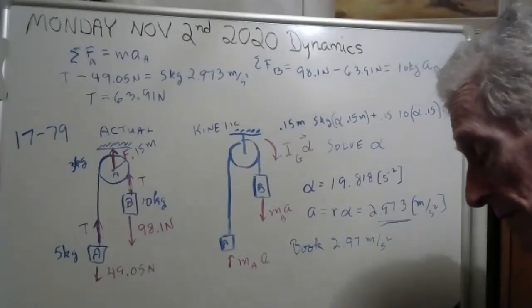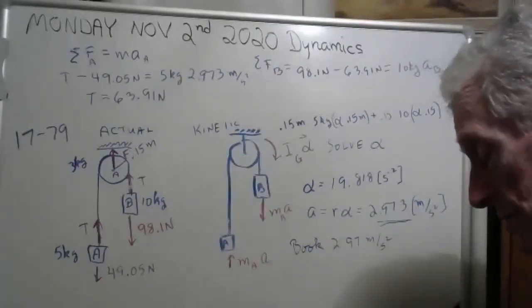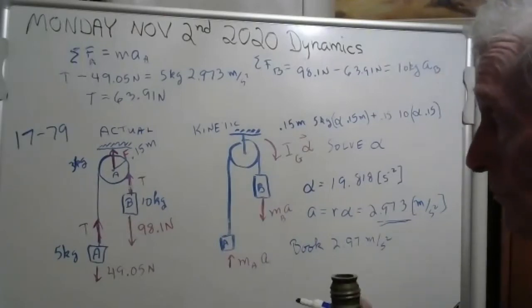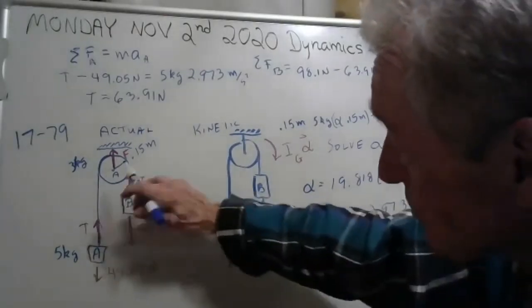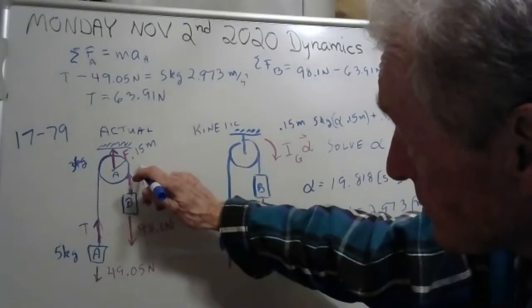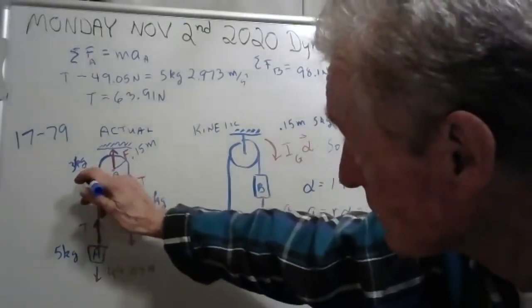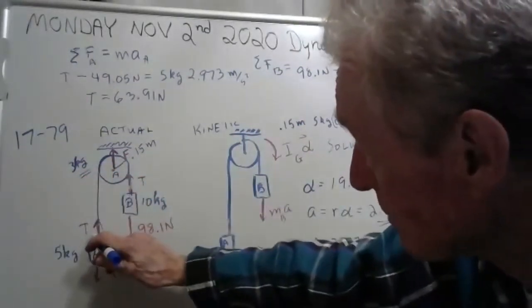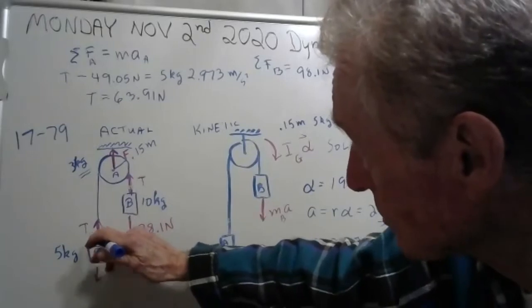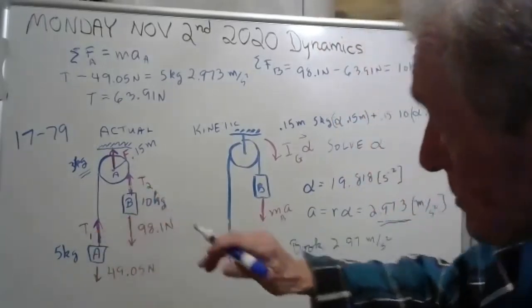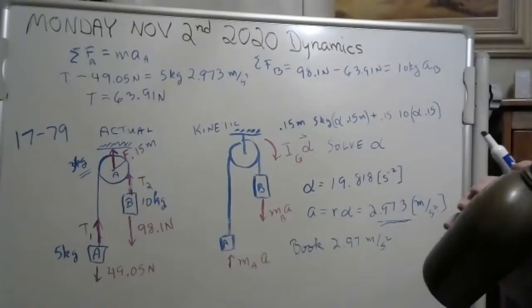You know what I'm thinking of, guys? I'm thinking back in the old days when we had pulleys that were massless. Well, this pulley is not massless. It's got a mass of 3 kilograms. These tensions are not the same. We're going to call this tension 1 and tension 2.